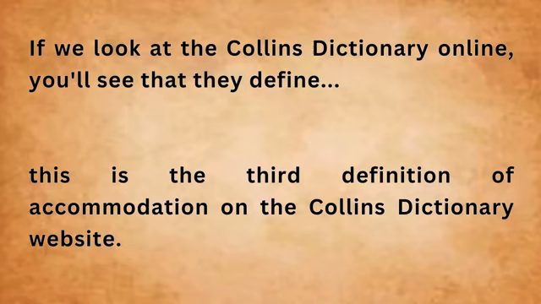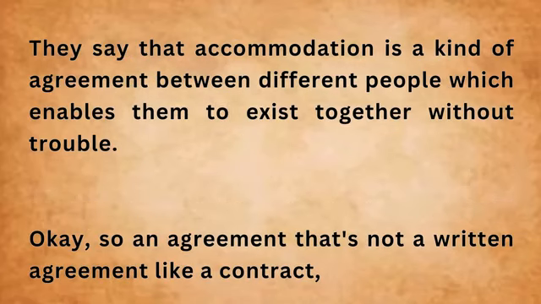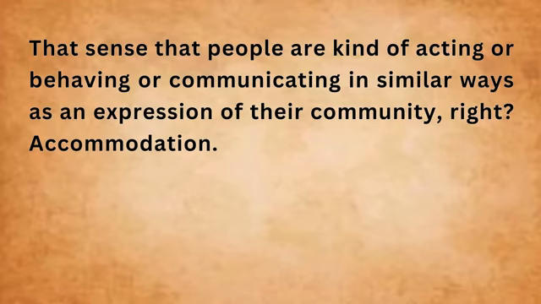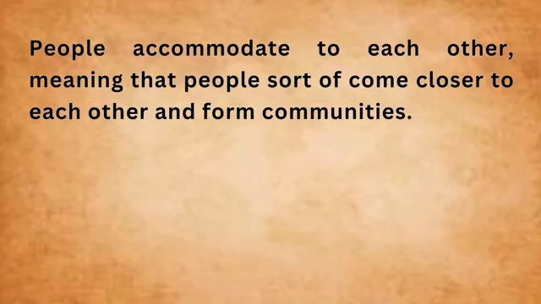If we look at the Collins Dictionary online, this is the third definition of accommodation on the Collins Dictionary website. They say that accommodation is a kind of agreement between different people which enables them to exist together without trouble. Okay, so an agreement that's not a written agreement like a contract, but just a sort of social or psychological tendency for people to come closer to each other and form communities based on shared behavior. That's accommodation. That sense that people are kind of acting or behaving or communicating in similar ways as an expression of their community, right? Accommodation. People accommodate to each other, meaning that people sort of come closer to each other and form communities.